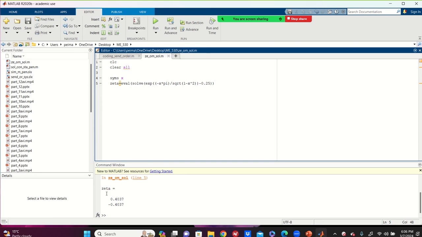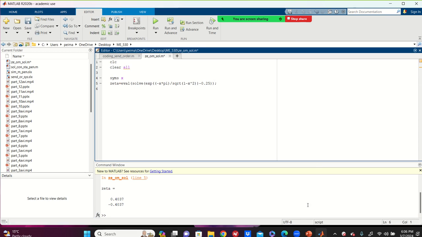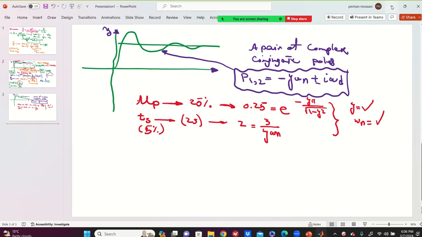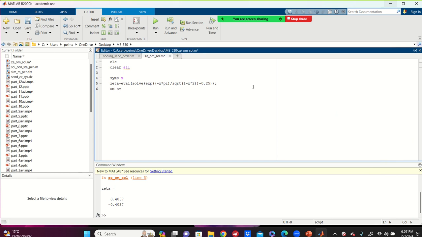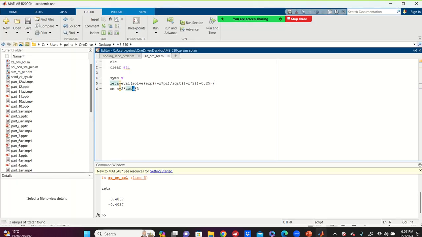Okay, it gives two roots. One of them is 0.4, which is an underdamped system. Obviously it is good, but the other is not acceptable because we don't have negative damping ratio. When you have it, it's very simple. Use this formula: omega n is 3 divided by 2 zeta. So you say natural frequency is 3 divided by 2 zeta. We got it.